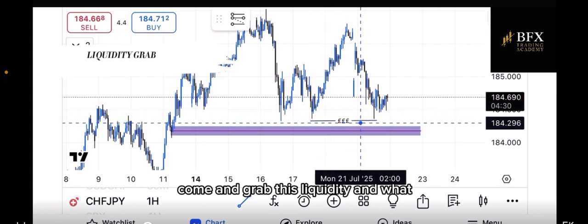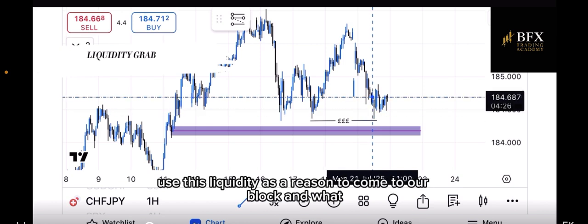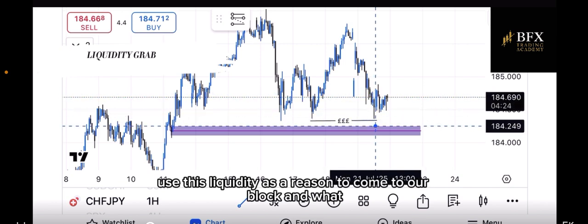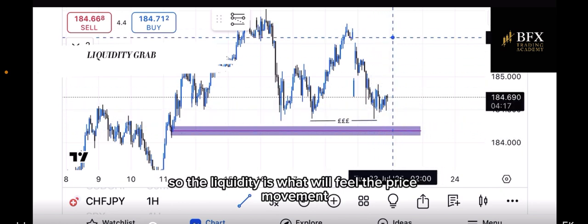Now price will want to come and grab this liquidity, and use this liquidity as a reason to come to our block and fuel its movement. So the liquidity is what will fuel the price movement.